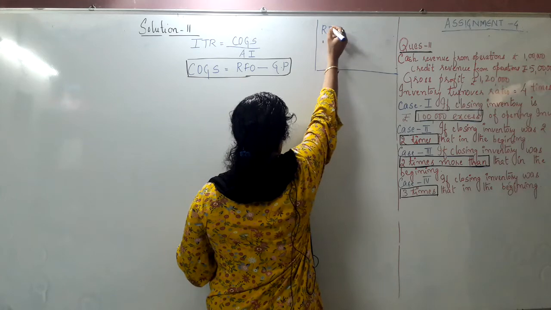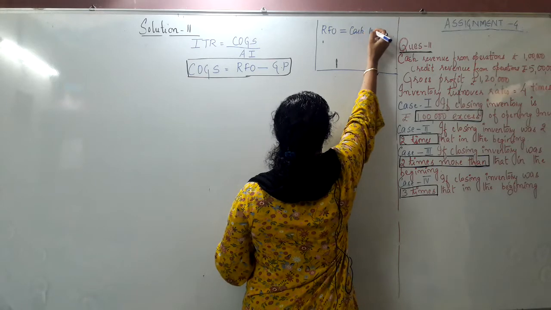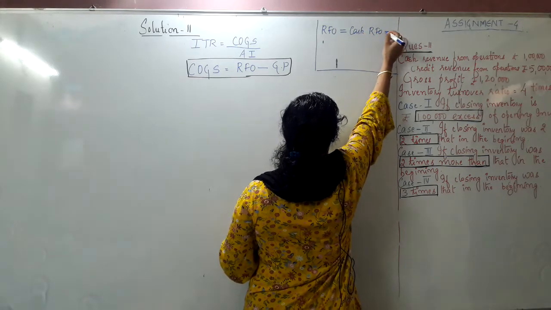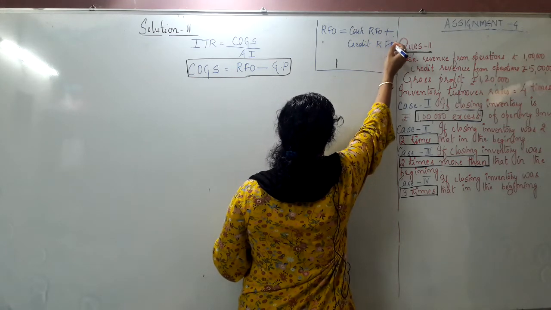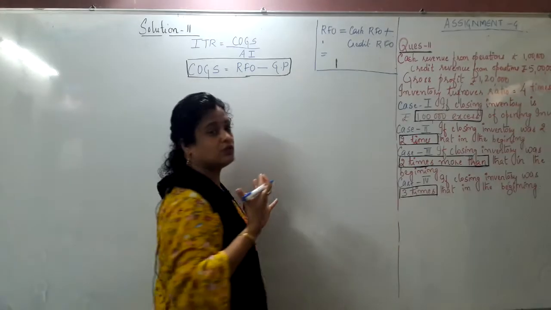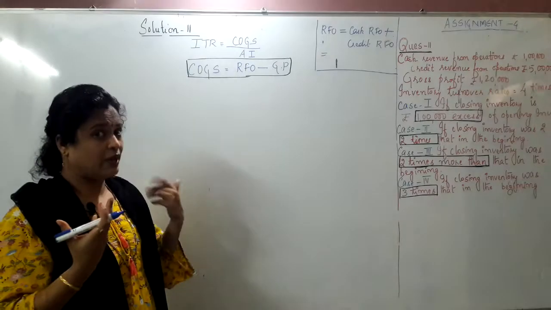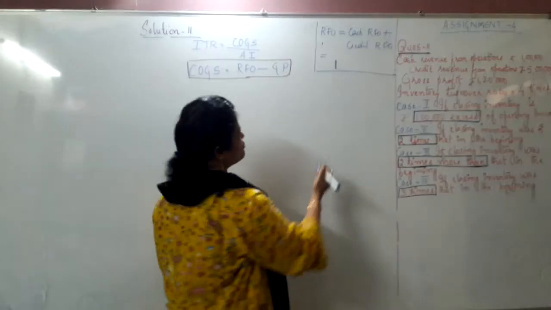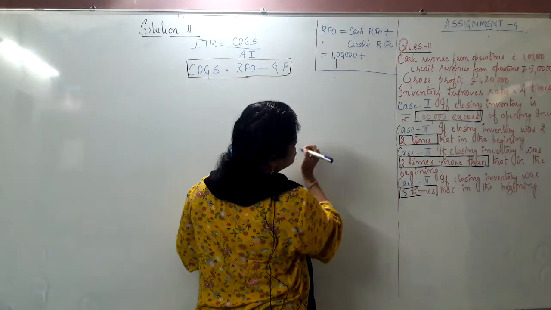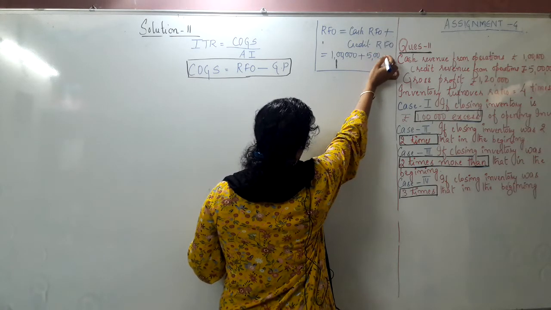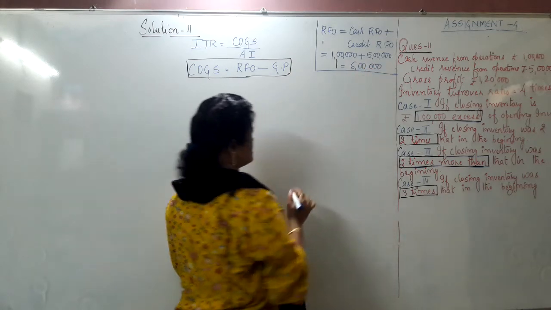Total RFO is equal to cash RFO plus credit RFO. In other words, total sales is equal to cash sales plus credit sales, which we studied in class 11th. What is the value of the cash RFO given to us? 1 lakh. What is the value of the credit RFO given to us? 5 lakhs. Got it, children? So the total RFO we get is 6 lakhs.